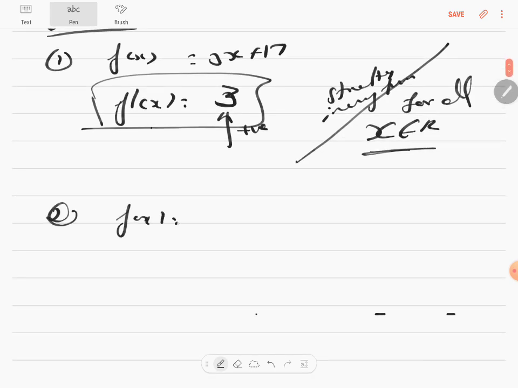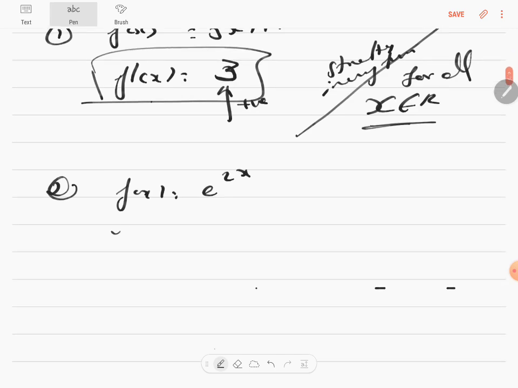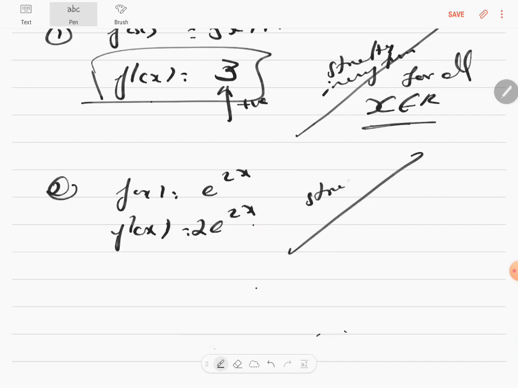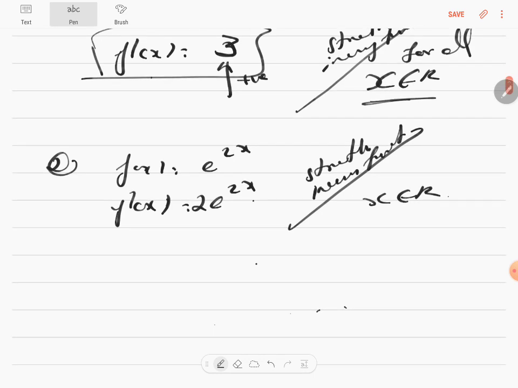f of x is equal to e to the power 2x. Let's differentiate this. f dash of x is equal to e to the power 2x into 2. Can you ever equate it to 0? You cannot. An exponential function itself is like this. It never touches 0. So it's not possible. So it's an ever increasing function, a strictly increasing function. Even when x is equal to 0, e to the power 0 is 1. So it's a strictly increasing function for all x an element of R. So let's go to the next sum.